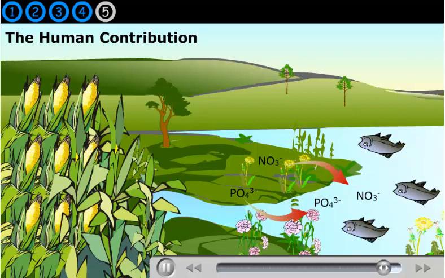Sometimes the long-term effects of human actions aren't easy to predict. To keep the Earth's ecosystems healthy, we must be careful to avoid disrupting the natural cycling of chemical elements.